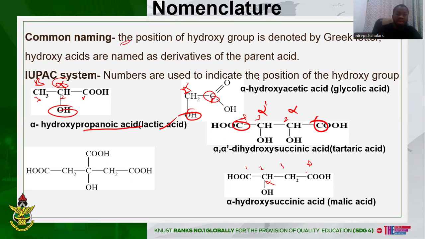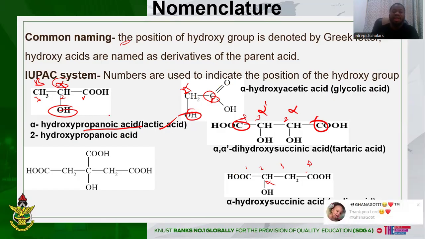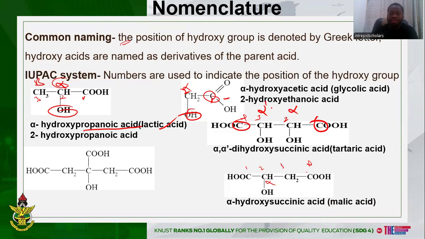So the first one here. Now, instead of making it alpha hydroxypropanoic acid, I'll make it 2-hydroxypropanoic acid, and I'll get the IUPAC name. Now, this particular one, instead of making alpha hydroxyacetic acid, I'll make it 2-hydroxyethanoic acid, and I'll get the IUPAC name. Now, this is succinic acid, but the actual name, if you are looking at IUPAC, is butane dioic acid.